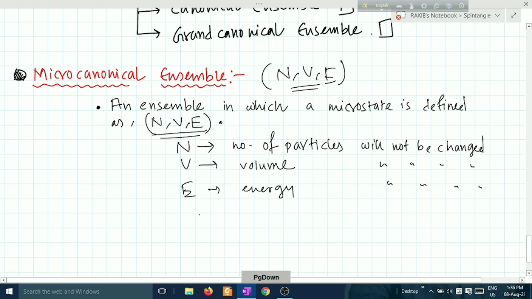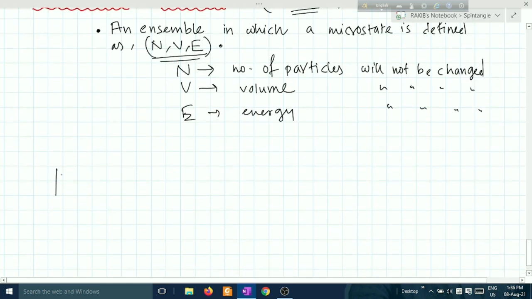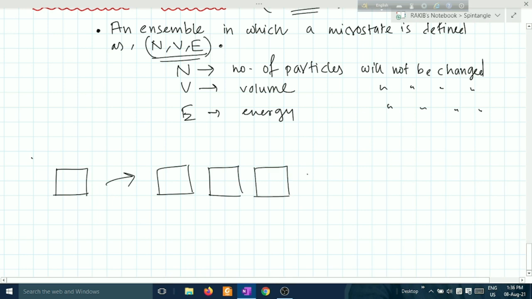Therefore, the mental copies: say this is the original copy. What we have learned about the ensemble is that this is the original copy, and we take Xerox copies of it. These are the mental copies. The number of particles, volume, and energy will be copied here too, NVE, and in this one NVE, and so on. These things will not be changed.